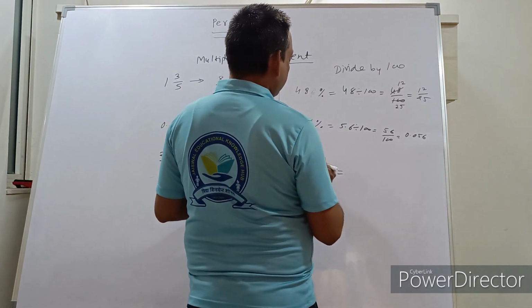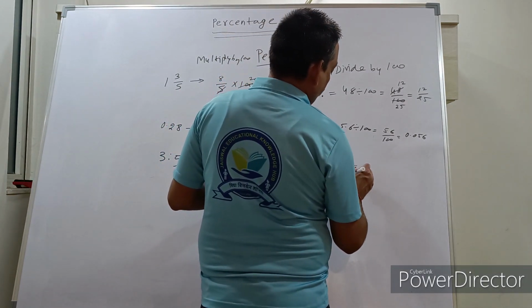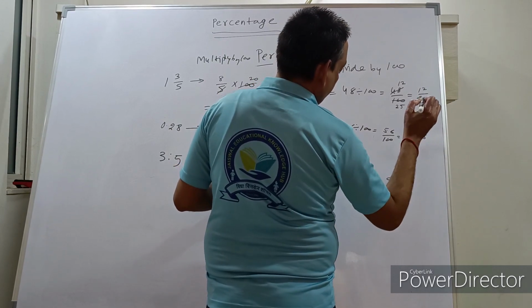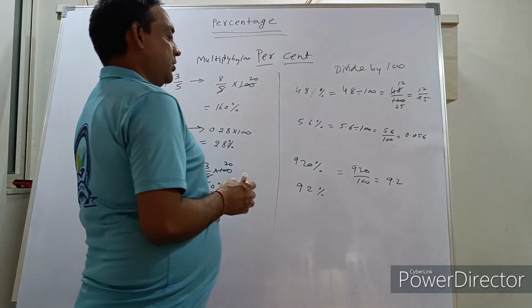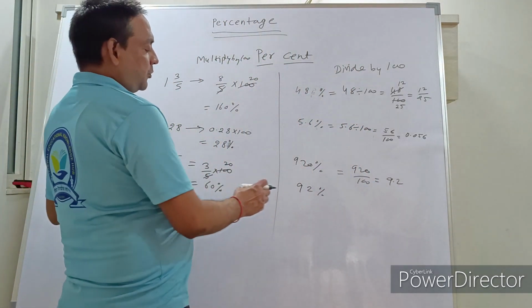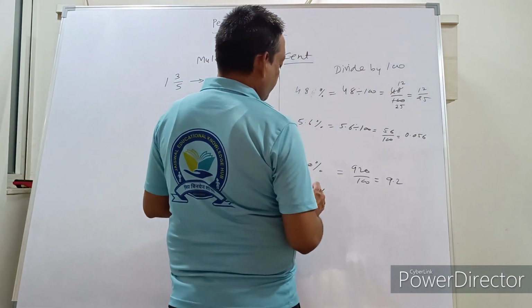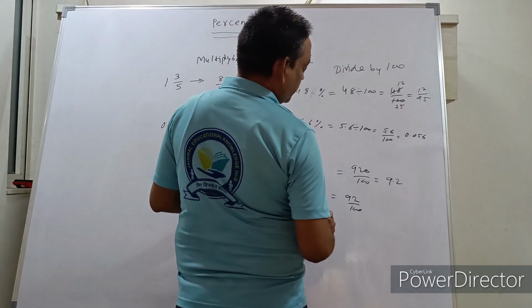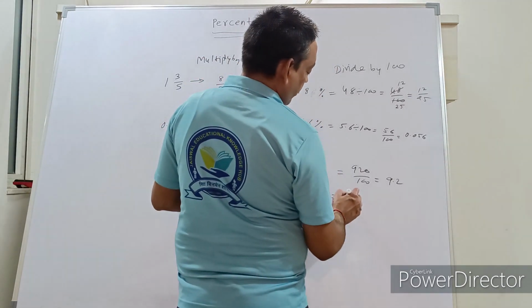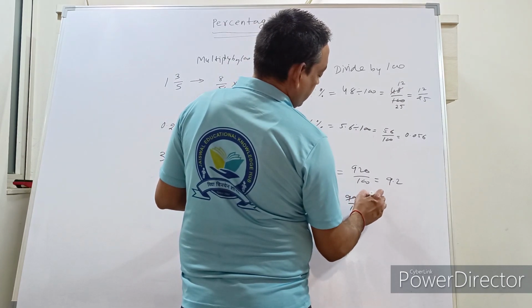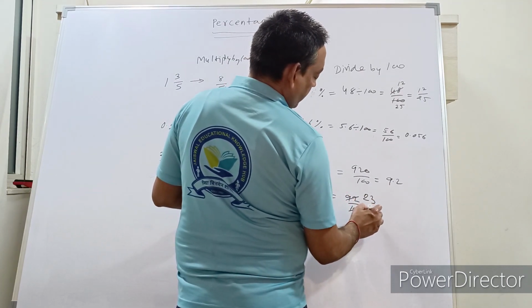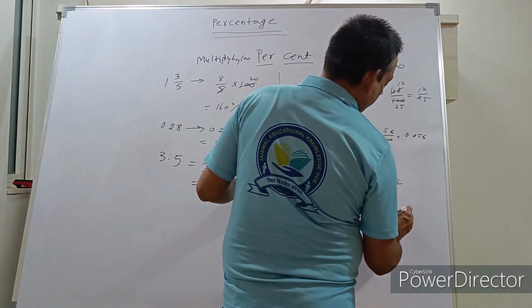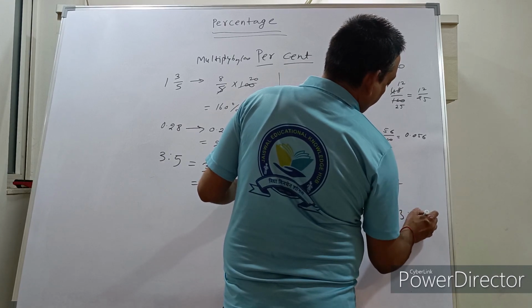920%, suppose they ask in decimal again, so 920 divided by 100, which is equal to 9.2. So 9.2 in decimal. Suppose 92% they ask in the ratio form, so 92/100, and both come in the table of 4. 23 fours are 92 and 25 fours are 100, so 23 upon 25, which is nothing but 23 is to 25.